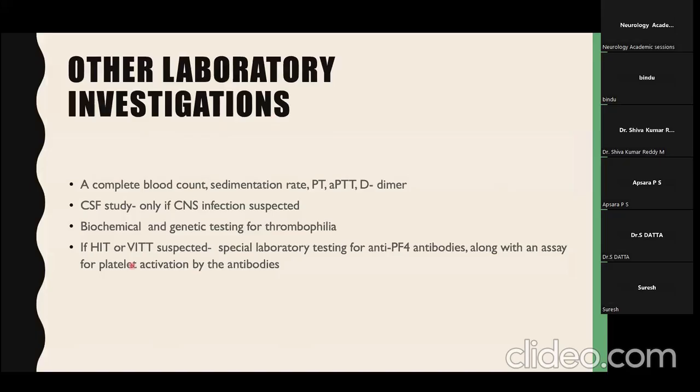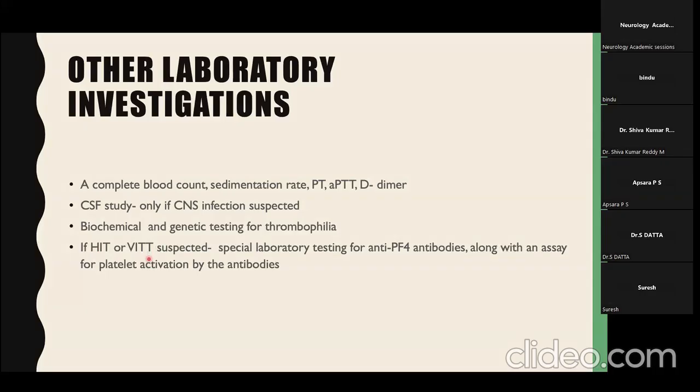Other laboratory investigations: basic routines and ESR, PT, APTT, D-dimer, CSF if infection is suspected, and thrombophilia investigations, biochemical and genetic causes of thrombophilia, anemia of multiple etiology, and lymphoma. Also heparin-induced thrombocytopenia and vaccine-induced thrombocytopenia.